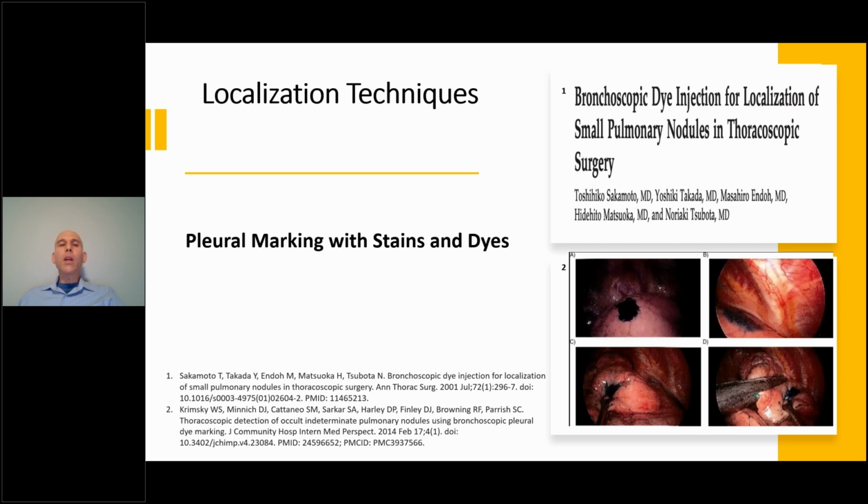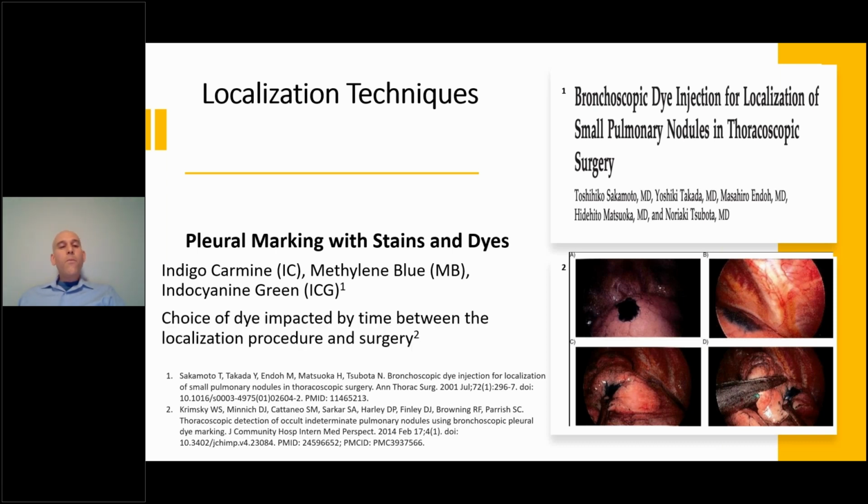So there are really 2 main localization techniques that we're going to talk about. The first one, as you can see here, is marking with stains and dyes. And these are some of the common ones that are used quite often: methylene blue, indigo carmine, and ICG. And it really depends on some of the logistics. Sometimes you're going to be able to do the surgery immediately after. It may be a single anesthetic event. Other times there may be a significant delay. It could be days or even up to weeks.